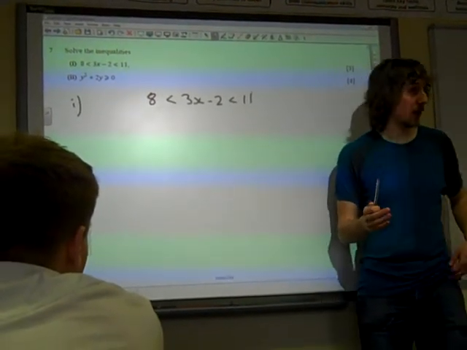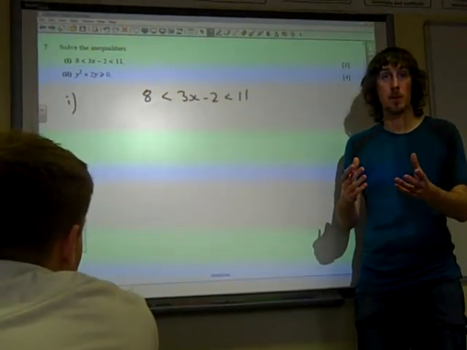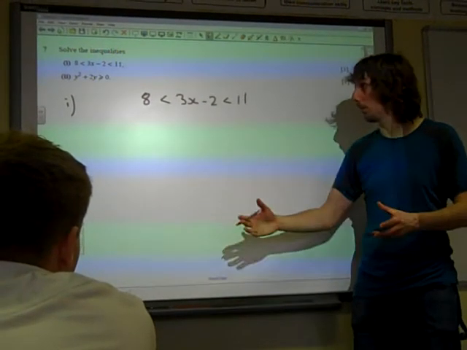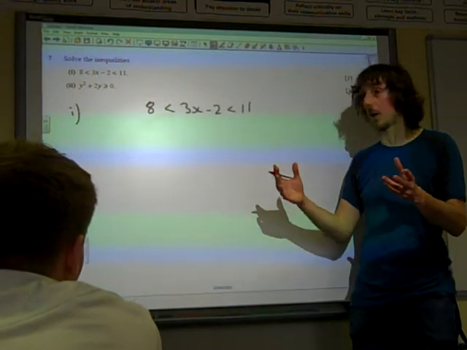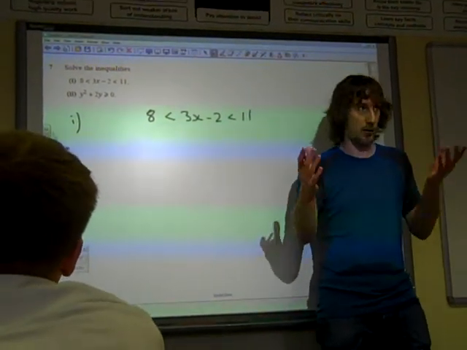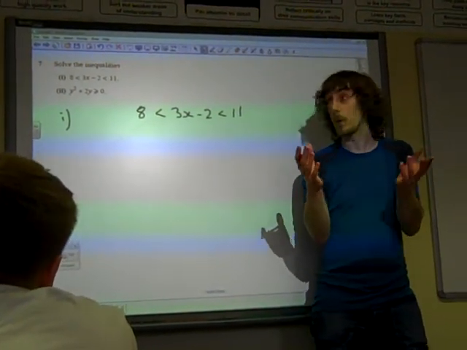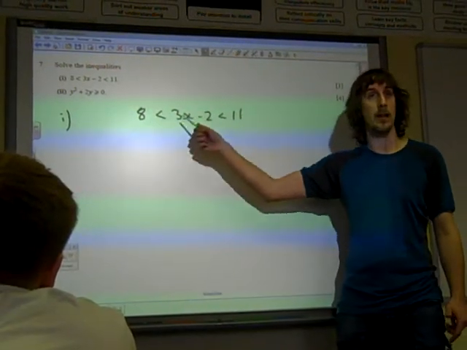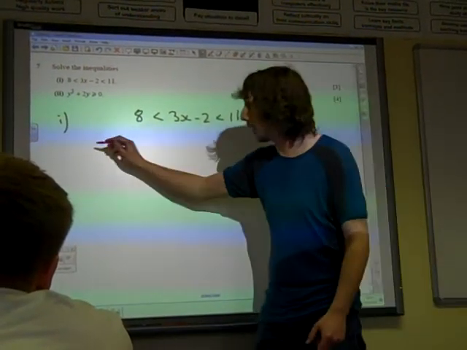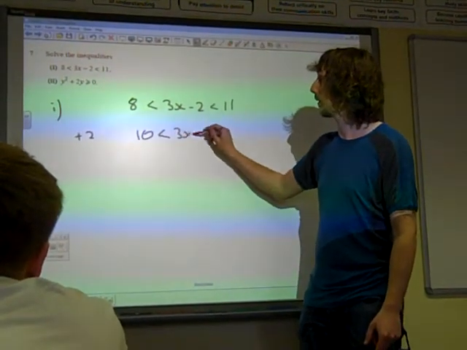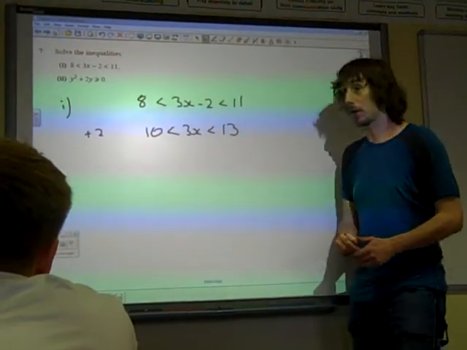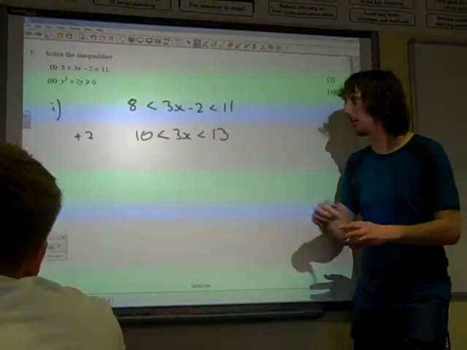All we do is just carry out the same operations, but make sure we do them to all 3 portions of it. So whereas with an equation, if you were going to add 2 to both sides, you'd add 2 to both sides. Now we're adding 2, but we're doing it to all 3 sections. So our first step is going to be to add 2. And there's no great mystery to it. All we're doing is we're adding 2 to each bit.